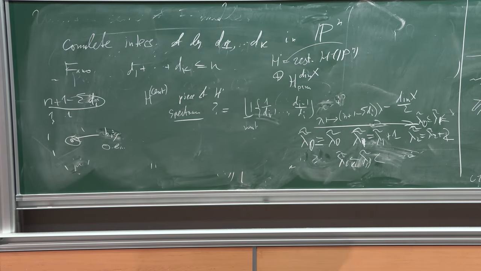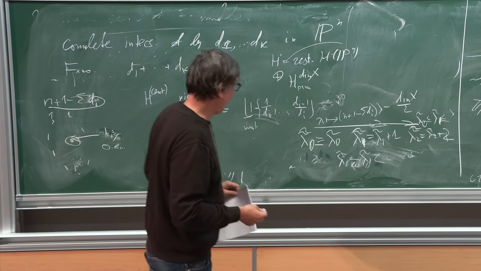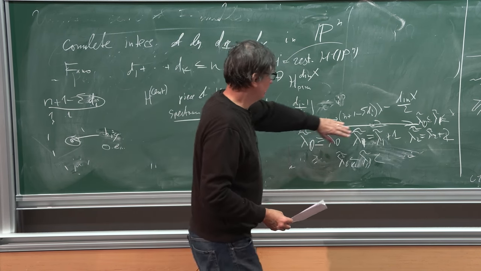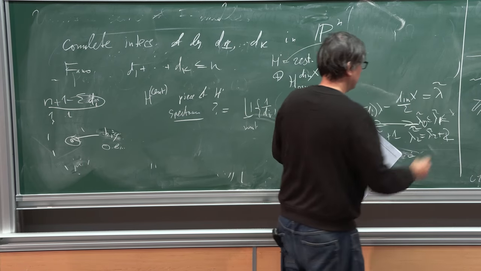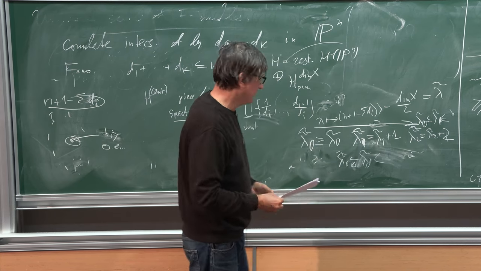And you get integers? No, you get rational numbers, and this will be the spectrum. You have two sequences of numbers. You apply these things, you get lambda tilde, and then from two tildes, I just start to separate them.